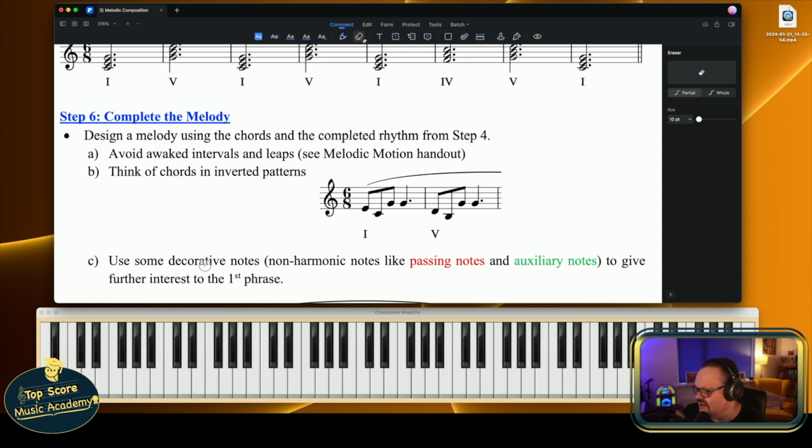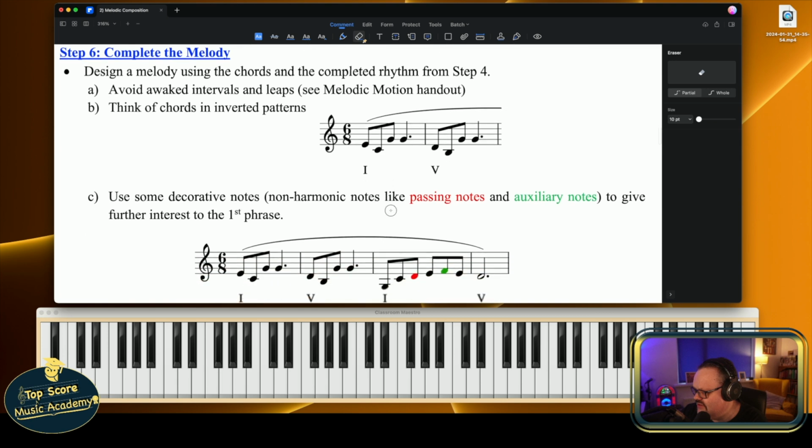So using some decorative notes will be a good idea. You don't want it to be 100% harmonic, just outlining arpeggios and triads all the time. So even though our first 2 bars do that, you don't want all 8 bars to be like this. So we'll just give a little bit more interest.